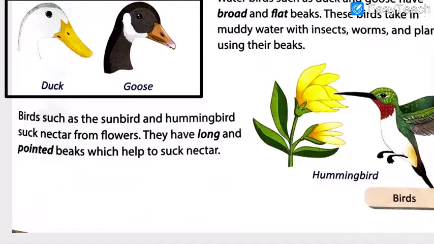And then we saw the hummingbird and the sunbird. They have pointed and long beaks, but not as pointed as the woodpecker has. So they have pointed beaks, with the help of which they can put the beak in and suck the nectar of the flower.